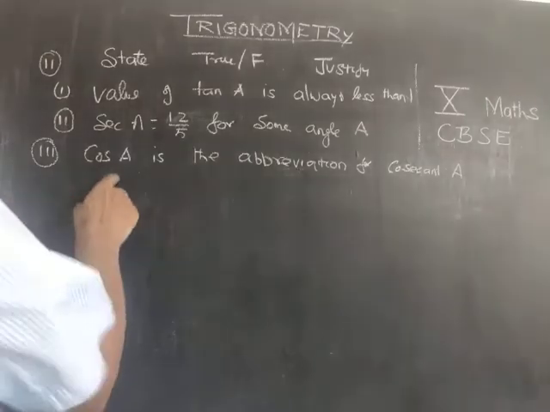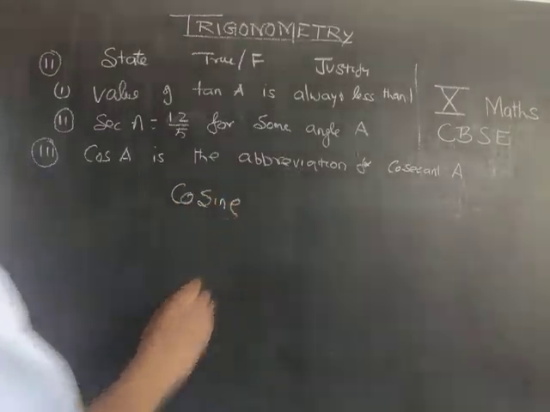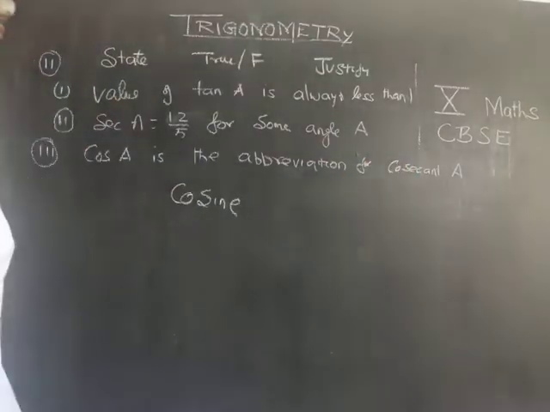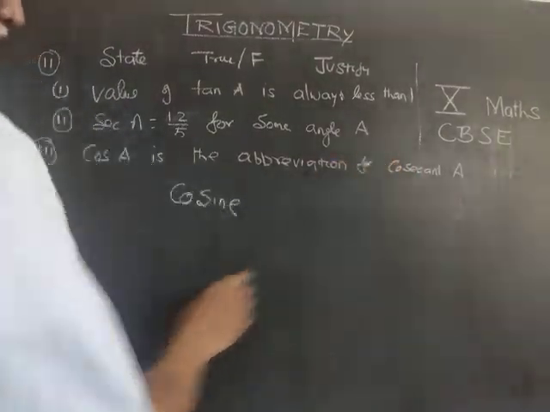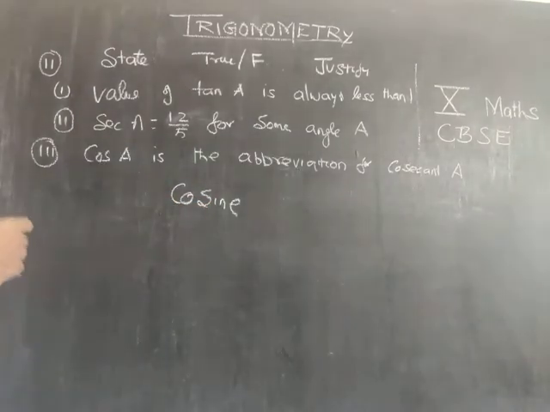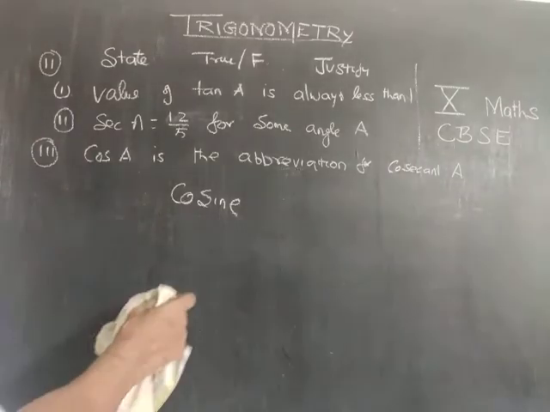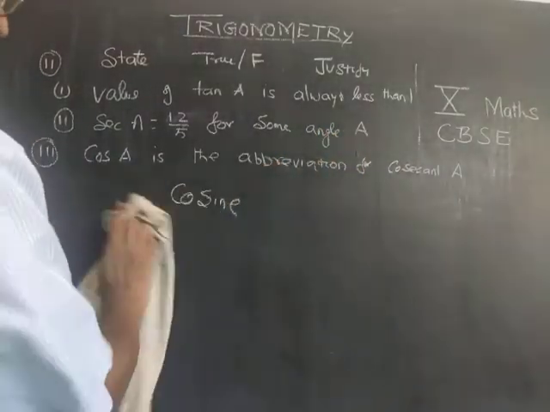Now, cos A is the abbreviation of cosecant A. It seems to be, but cos A is actually cosine. The reciprocal of sine is cosecant, whereas cos A is cosine. Cosine is abbreviated as cos A. So cos A is the abbreviation not of cosecant but of cosine.